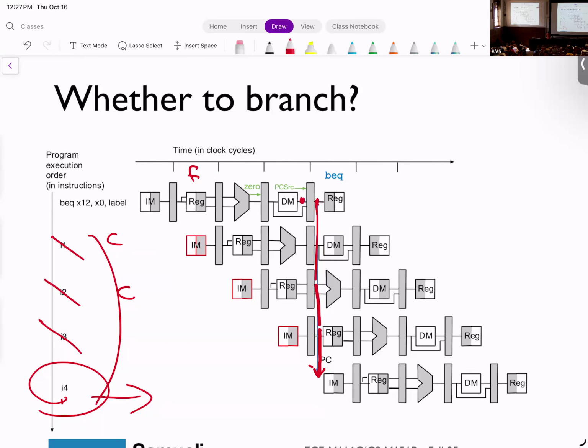So forwarding would be here. Again, you know it at this point, so there's not much you can forward. That's why at the beginning of the next cycle, you already know the number.